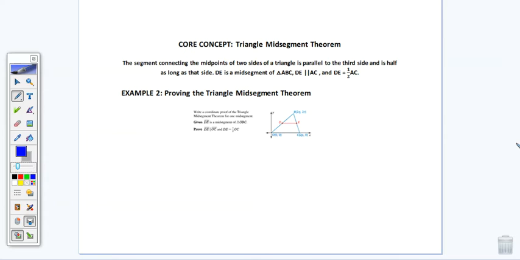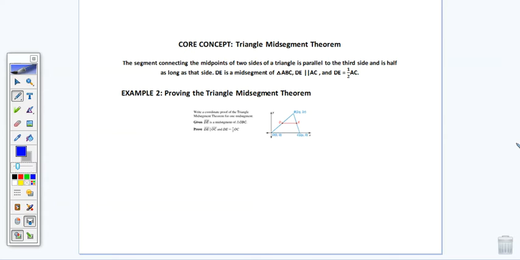Core concept is what? Triangle midsegment theorem. It says the segment connecting the midpoints of two sides of a triangle is parallel to the what? And it is also half as long as the side. So here it says DE is a midsegment of what? Triangle ABC down here, and DE is equal to half of AC.